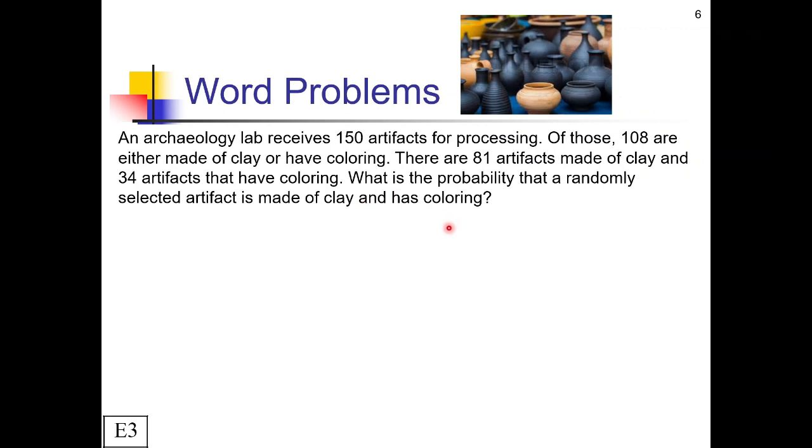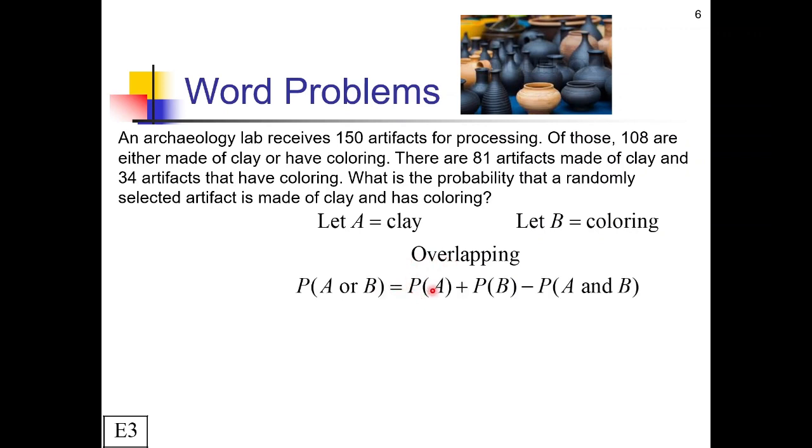Okay, well, we've got 2 different events here. One of those is being made of clay. The other event is having coloring. And is this an overlapping or disjoint situation? There's an or involved, so we want to bring that language into it. Well, since we're asking literally for an artifact that has overlap between these 2 events, I would say this is probably an overlapping situation. So we've got our overlapping formula. P of A or B equals P of A plus P of B minus P of A and B.